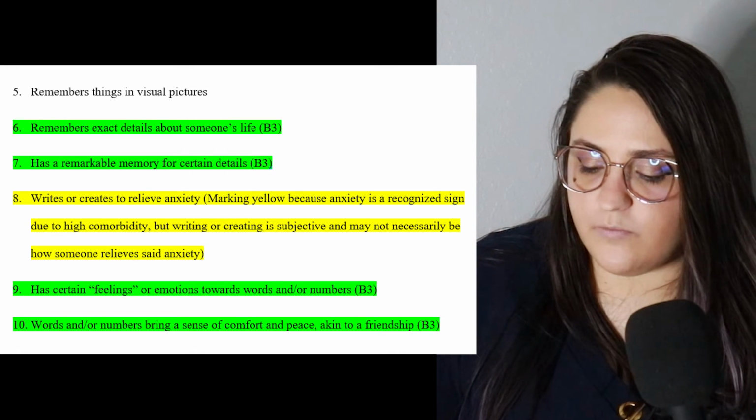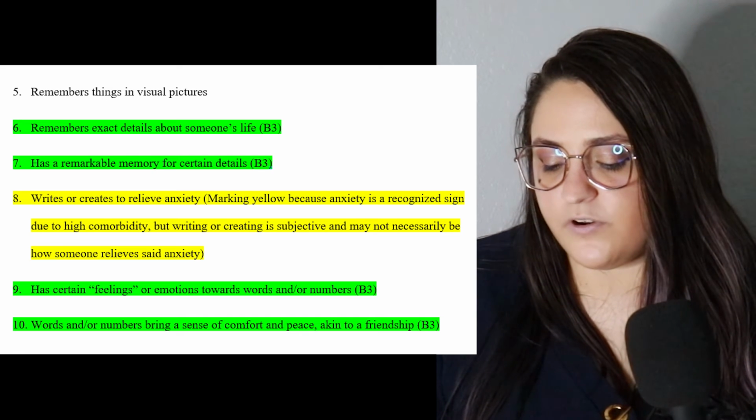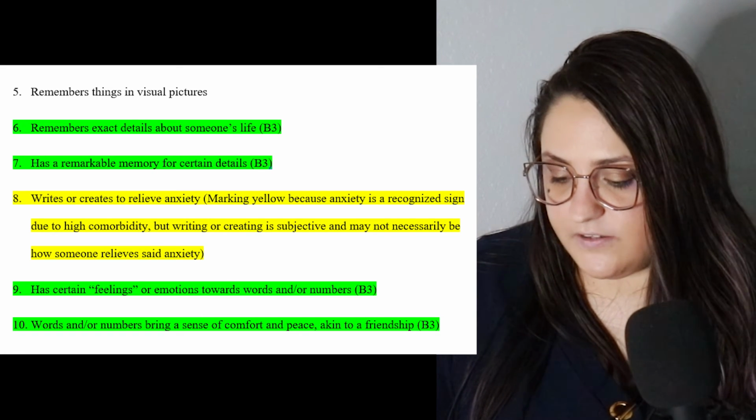Has certain feelings or emotions toward words and/or numbers, falls under B3. Words and/or numbers bring a sense of comfort and peace akin to friendship, under B3. I excluded the optional EF and MS section because they were not directly indicated, are considered to be optional, and it's mostly about executive function and motor skills, etc. So I just went ahead and omitted that from the overall number.